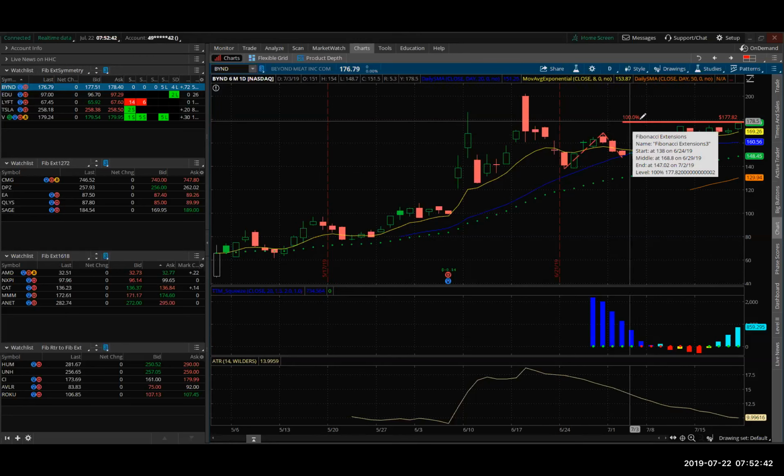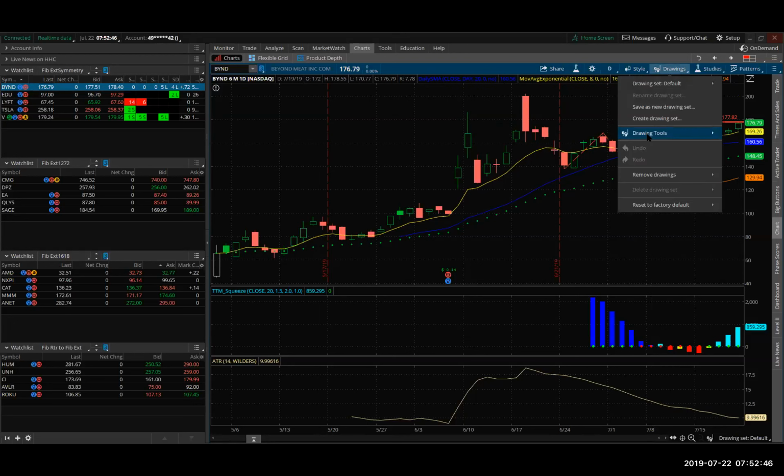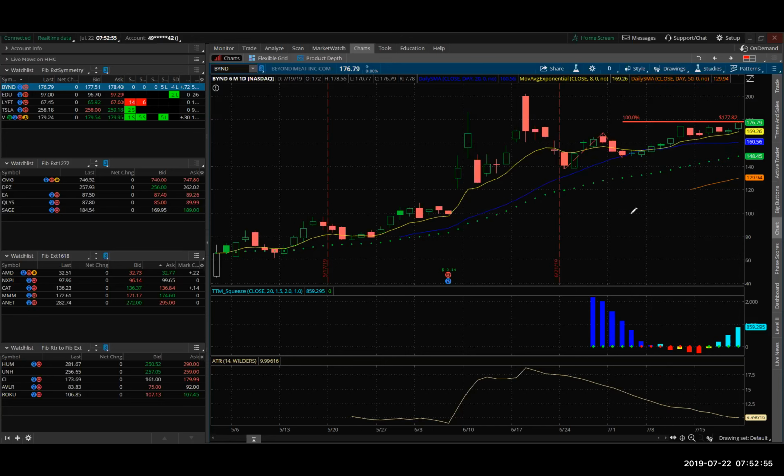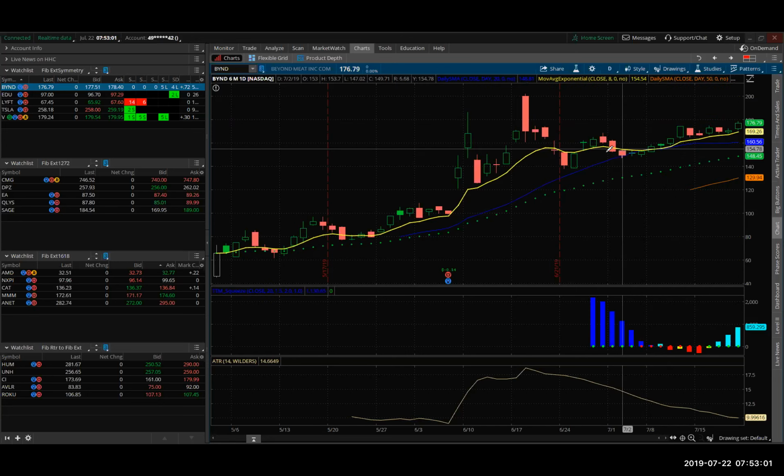Well, the first thing you want to do is pull up the drawing tool for Fibonacci extensions, right? On Thinkorswim, you go to drawings, you come down here to the Fibonacci extensions tool. Click it. All right, and how did I get this? I'm going to show you. Let me remove it. And now let me show you how I got there.